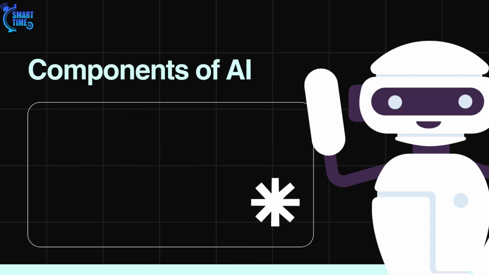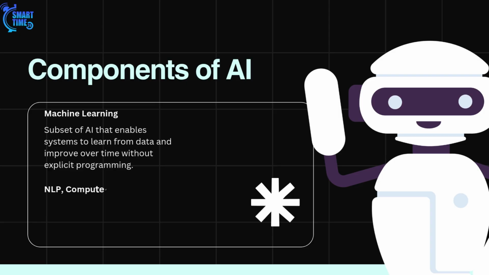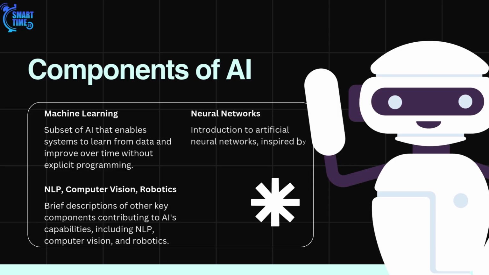Components of AI. Machine learning. Subset of AI that enables systems to learn from data and improve over time without explicit programming. NLP, computer vision, robotics. Brief descriptions of other key components contributing to AI's capabilities, including NLP, computer vision, and robotics. Neural networks. Introduction to artificial neural networks, inspired by the structure and functioning of the human brain.